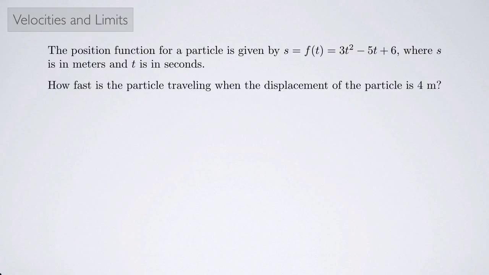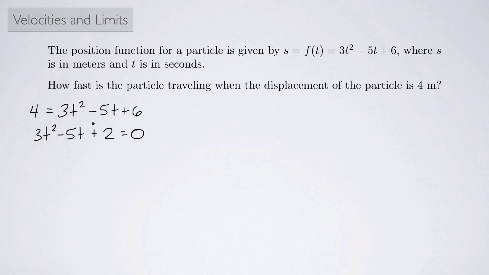How fast is the particle traveling when the displacement of the particle is 4 meters? So when the displacement is 4 meters, that's setting this s here to 4. So remember, this s is the displacement. So that would mean 4 is going to equal 3t squared minus 5t plus 6. And so this is a quadratic. I'll rewrite it in standard form by subtracting the 4 over here. So I get something that looks like this.